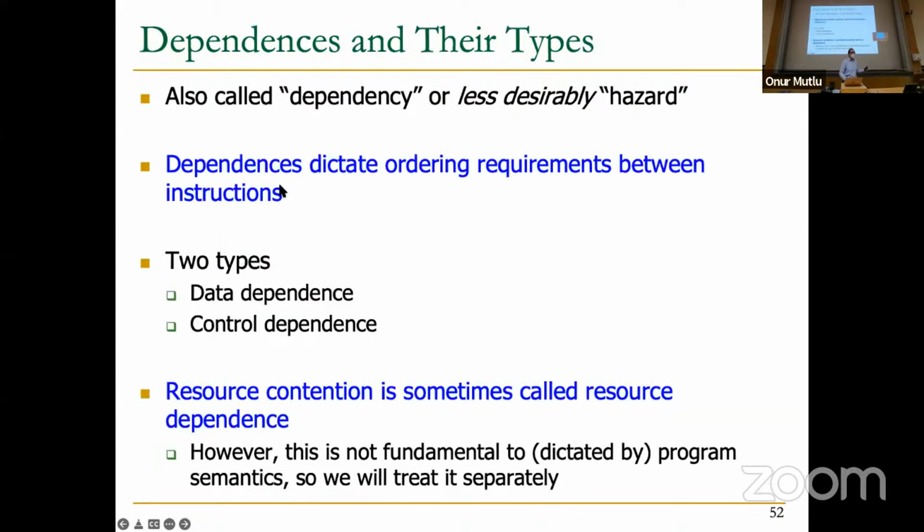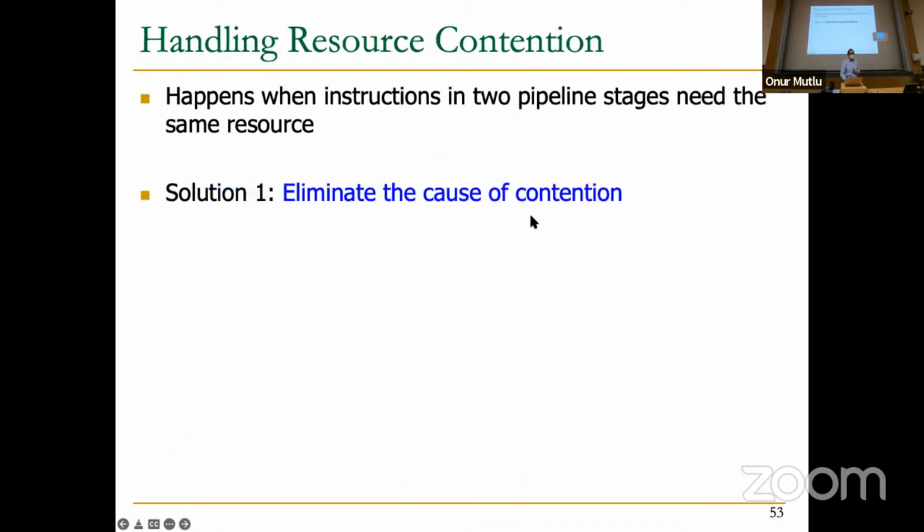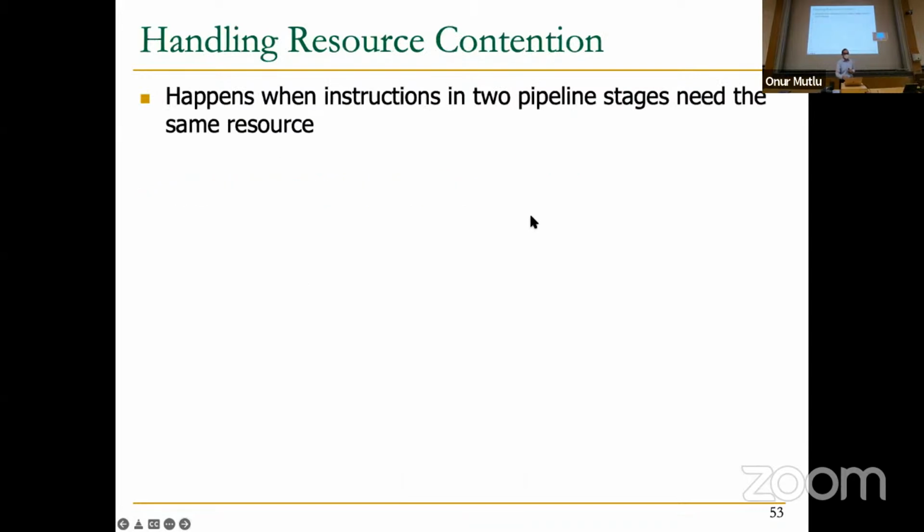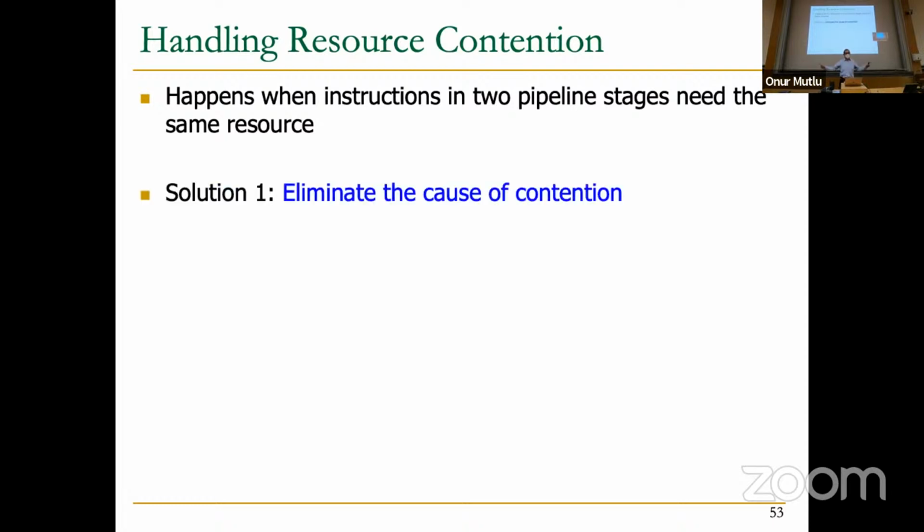We're going to talk a lot about the semantic program dependencies. Let's get the resource contention out of the way so that it's clear. Resource contention happens when two instructions in two pipeline stages need the same resource, right? That's the issue. It also happens when one instruction in the same pipeline stage needs multiple resources, but we've kind of handled that in single cycle, multi-cycle architectures as well. It's the same thing.